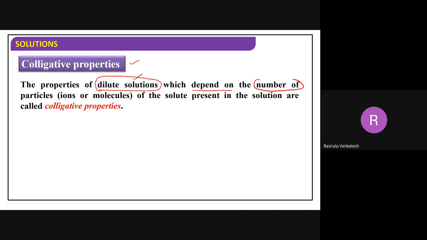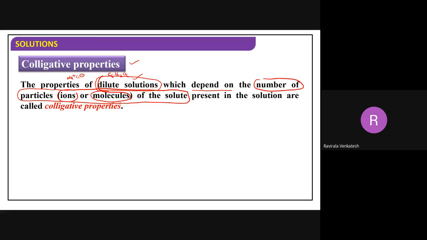the number of particles of the solute, otherwise solute particles. The particle may be ions like Na+, Cl-, or maybe molecules also. Molecule means something like glucose, C6H12O6, like that. So its definition is very, very simple.